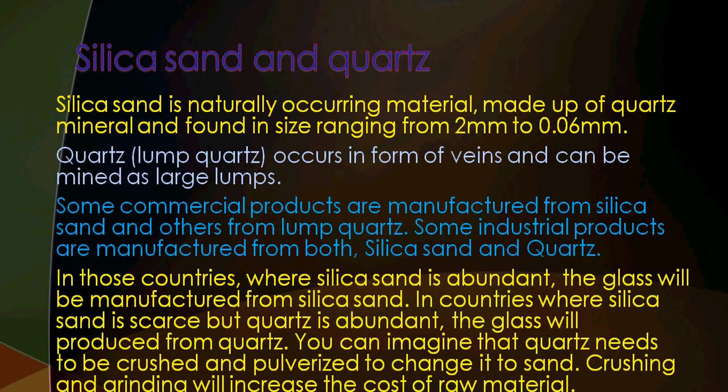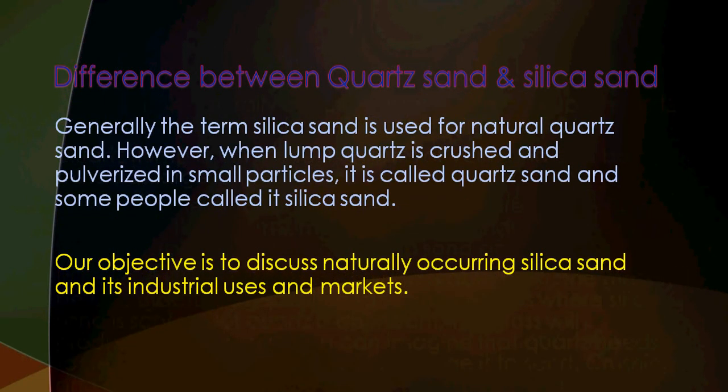Now you can imagine that quartz needs to be crushed and pulverized because it's in the form of big lumps, chunks. It's a rock, so it needs to be crushed and pulverized to change it to sand. Crushing and grinding will increase the cost of the raw material. Now, the difference between quartz sand and silica sand.